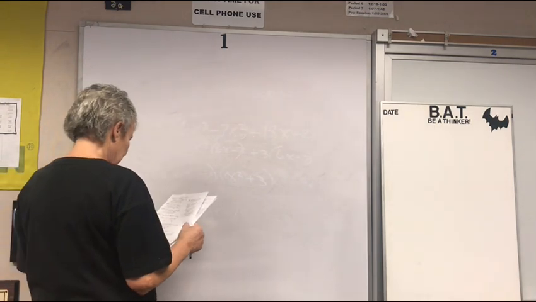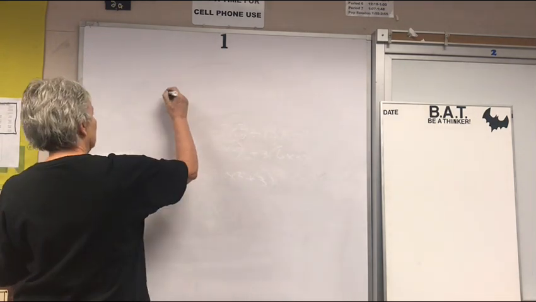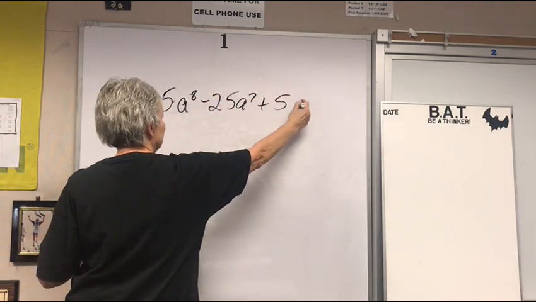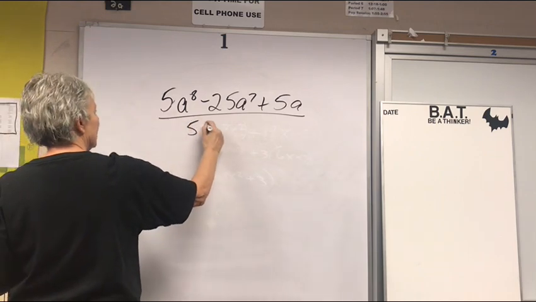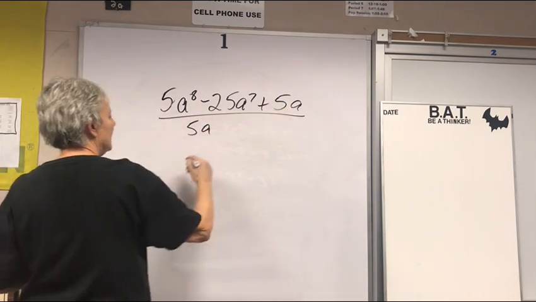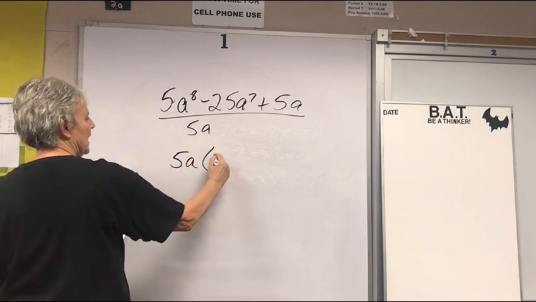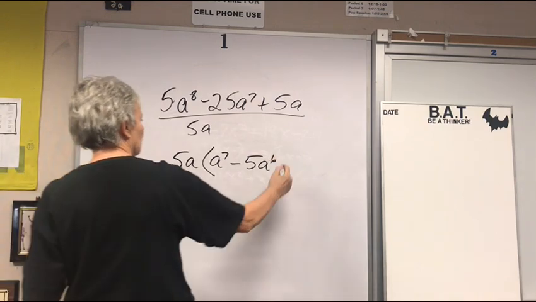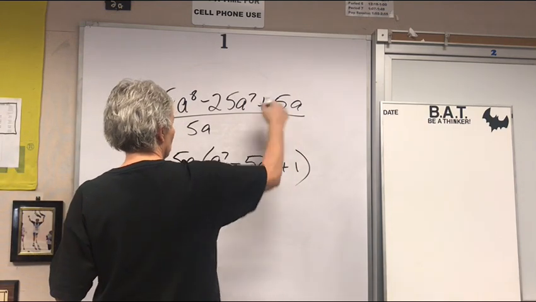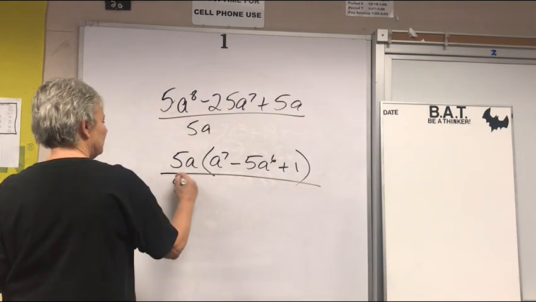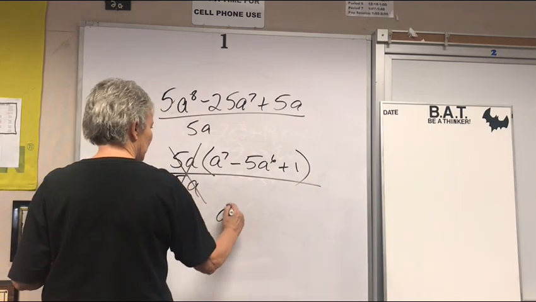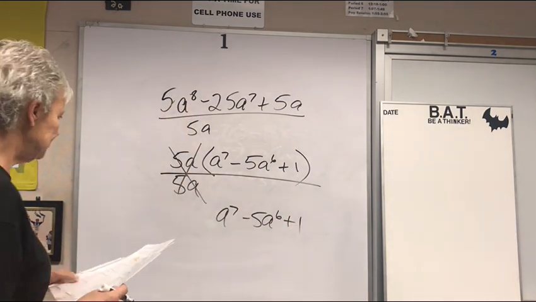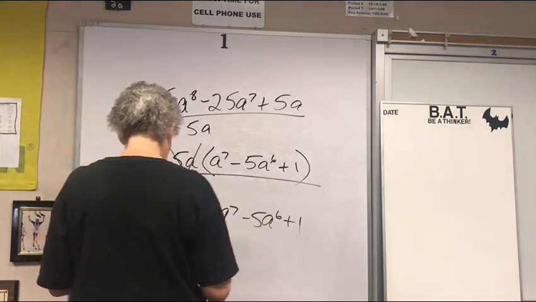Okay, so number 26, 5a to the 8th minus 25a to the 7th plus 5a all over 5a. We're going to pull out a 5a times a to the 7th minus 5a to the 6th plus 1. You can't forget the 1 or you won't have that 5a. All over 5a, cross that out. Final answer is that. Yep. Let me just check and make sure.